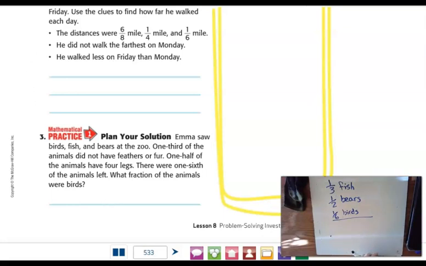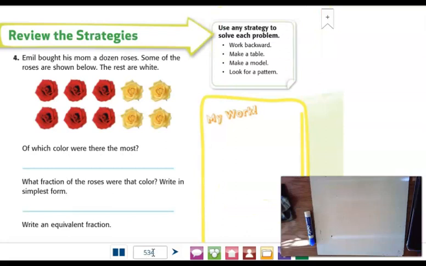Okay, let's look what's coming next. Okay, on 534, what's coming next is a trick. You really have to read this because if you just look at the picture and try to answer the questions, you're gonna get them wrong. This is a trick problem. You have to read.